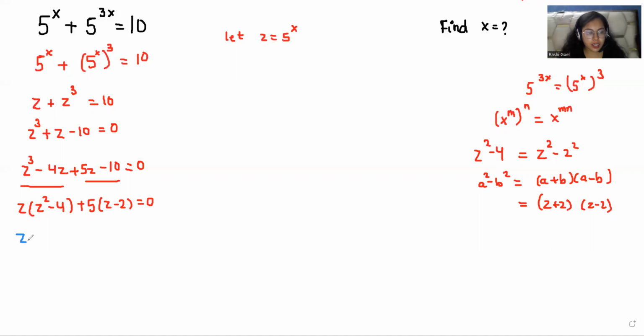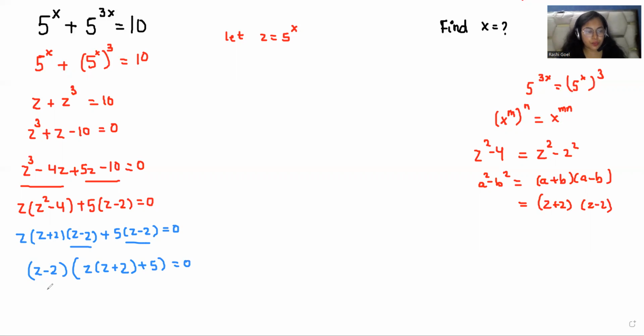So here z plus 2, z minus 2 plus 5, and in bracket z minus 2 is equal to 0. So I can take z minus 2 as common. So z minus 2 is common. So what is left? z plus 2 plus 5 is equal to 0. Now, z minus 2 times z square minus 2z plus 5 is equal to 0.